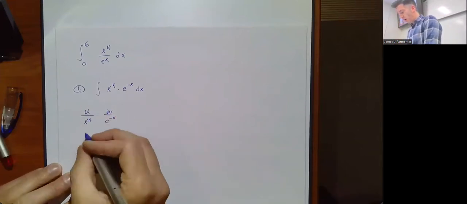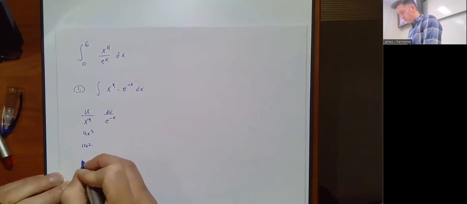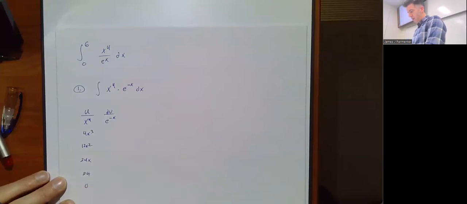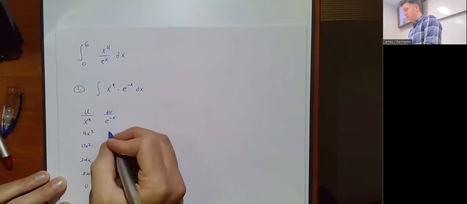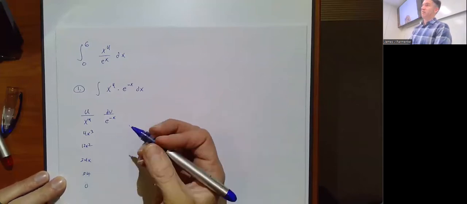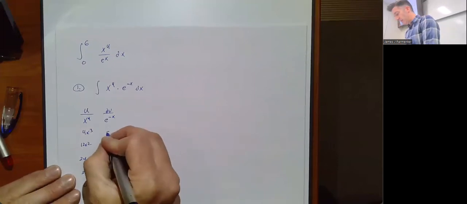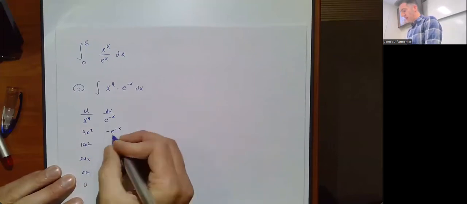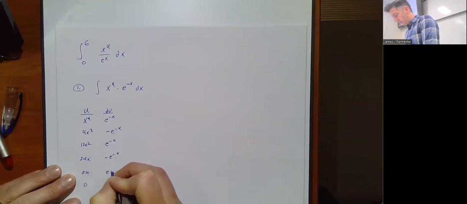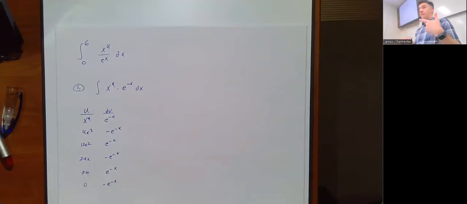So the derivatives here are 4x cubed, 12x squared, 24x, 24, and yes, we do need the 0. My antiderivatives here: the antiderivative of e to the negative x is e to the negative x divided by -1, but divided by -1 is multiplied by -1. So the antiderivative here is negative e to the negative x, and then the antiderivative of that is positive e to the negative x, and then negative e to the negative x, positive e to the negative x, negative e to the negative x.